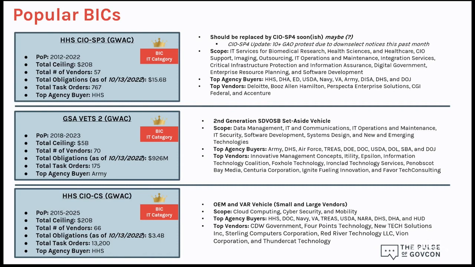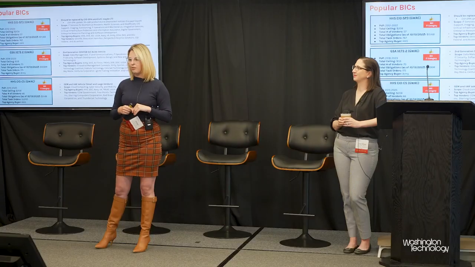With Army being one of the top agency buyers. This is a second generation vehicle that is an SDVOSB only set aside, hence the reason Vets is in the name. Again, an IT vehicle with IT requirements. Top agency buyers look a lot like the DoD, as well as throwing in Treasury, Department of Energy, and USDA for a little bit of a different type of mix. But again, a few top vendors on there as well.